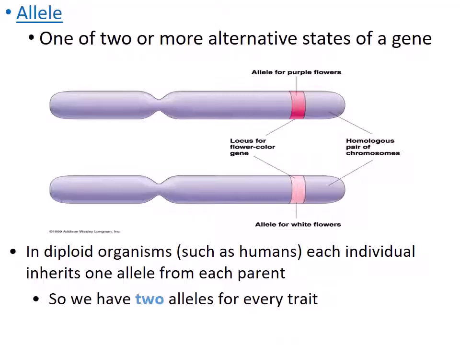So that's the locus for the flower color gene, where the flower color gene is located, and there are alternative states, either purple or white. Alleles are just different versions of a gene. In diploid organisms like humans, each individual inherits one allele from each parent, so we have 2 alleles for every trait.